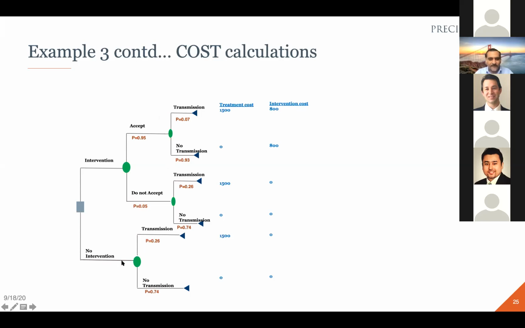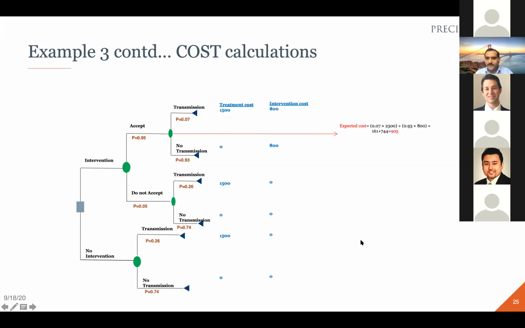If there is no intervention, then you can also calculate the probability of transmission and non-transmission, for example. So there is a column for the treatment cost in each of the branches, and the intervention cost in each of the branches. The total cost in the first branch, for example, is 1500 plus 800. And this probability is coming from the literature, which says there is a 95% chance that people will accept the intervention that we have taken into account.